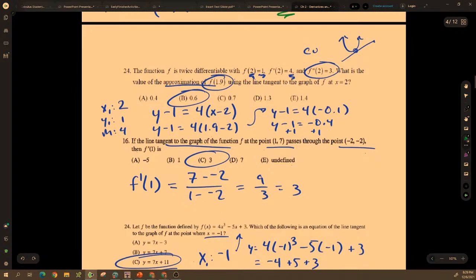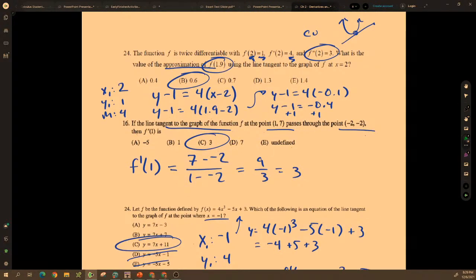All right, next up we have a twice differentiable function. They give us some information about it, and they want us to do a tangent line approximation. So same thing, we're going to start off with x1, y1, and m.